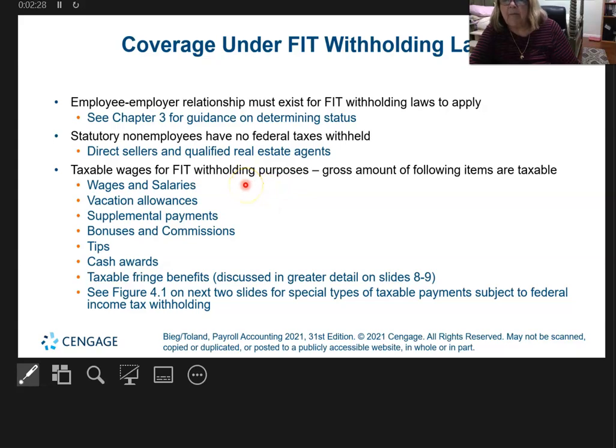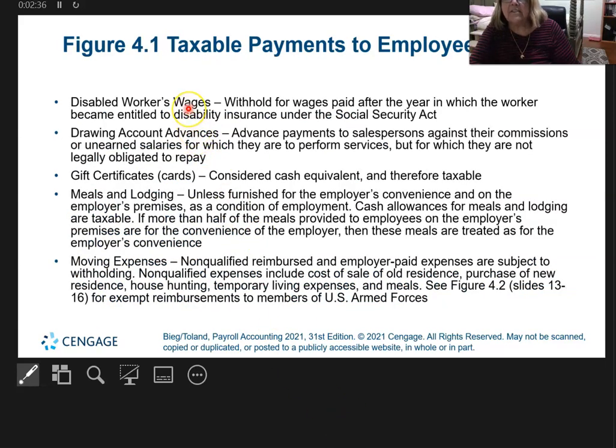And here's an example of most taxable wages. Not only this slide, but this slide also shows taxable wages. And there are different things, like gift certificates. They're considered a cash equivalent. So if an employer gives you a gift certificate, it's basically taxable income. So again, these are all examples of payments to employees that could be considered taxable income.